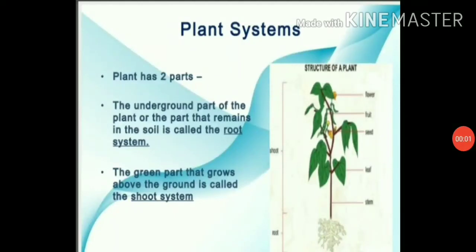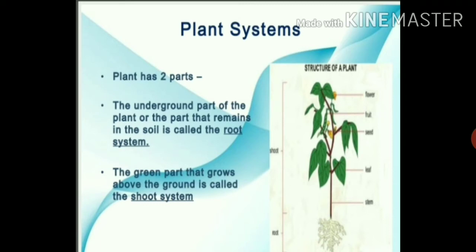So students, you know that very well about plant system. That plant system, it is divided into two parts, that is root system and shoot system. So root system we have already completed. Now our today's topic is shoot system.